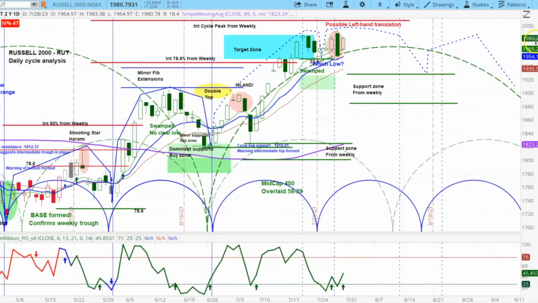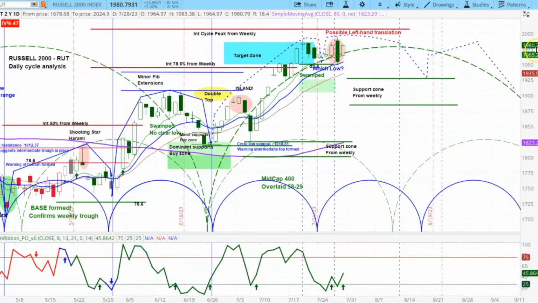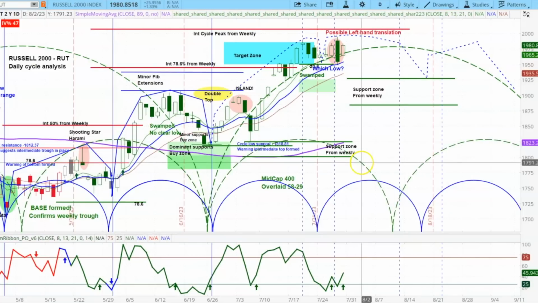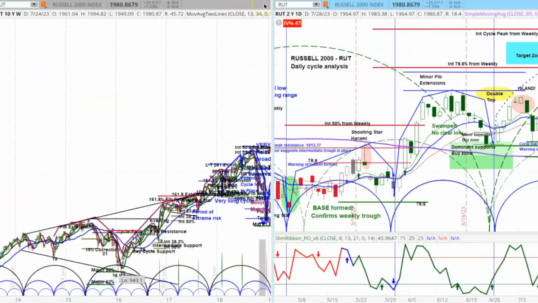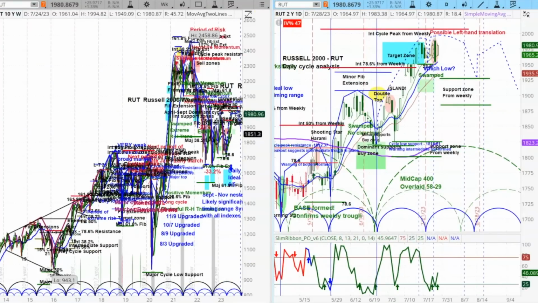So I took out the upper track and put in that note that it's a possible left-hand translation until it proves me otherwise. Also important is to pay attention now to this mid-cap right over there. You can see the minor mid-cap right there and the dominant right there. That would be in alignment with some pullback in here, one more rally out into August, and then moving to the downside again. So that's a look at the charts here.